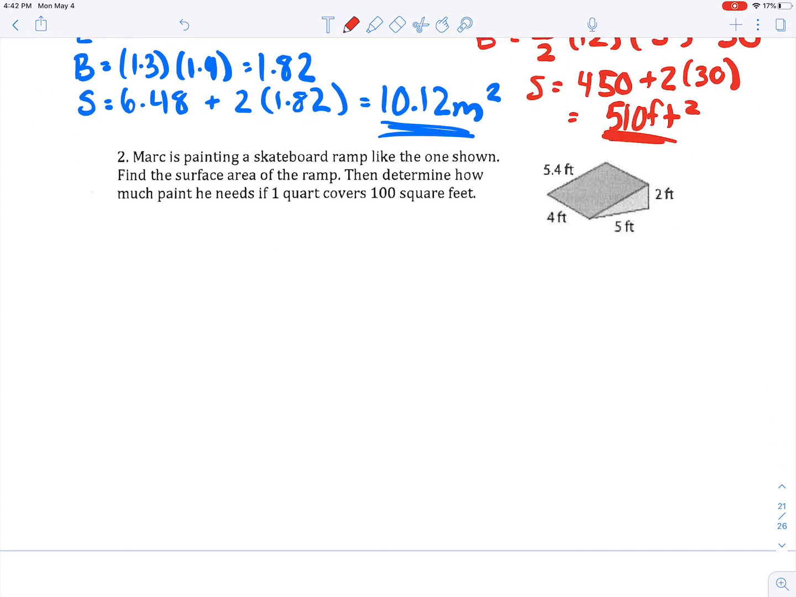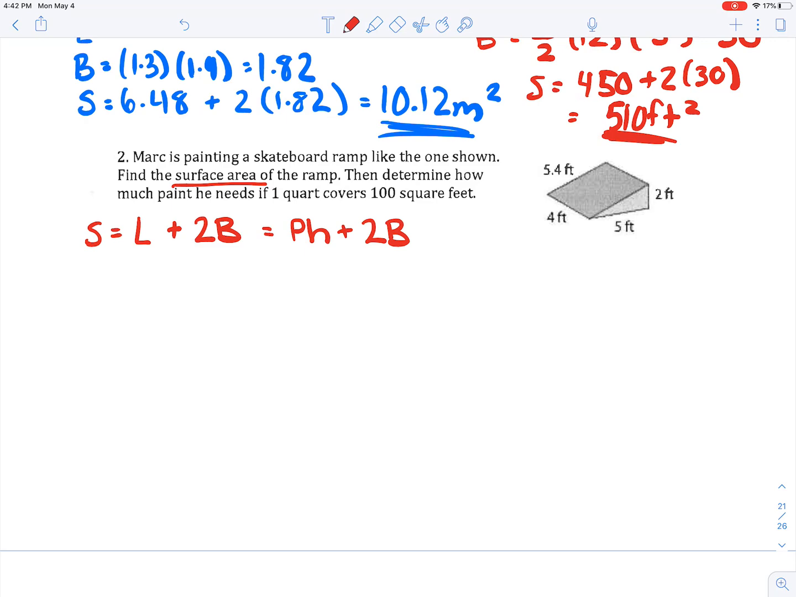Number 2, Mark is painting a skateboard ramp like the one shown. Find the surface area of the ramp. Then determine how much paint he needs if 1 quart covers 100 square feet. So it wants surface area. I'm going to write out the surface area for a prism. It's the lateral area plus 2 times the area of the base. Now, it's not asking me for the lateral area first, so I'm going to write this out even further. It would be the perimeter times the height plus 2 times the area of the base.